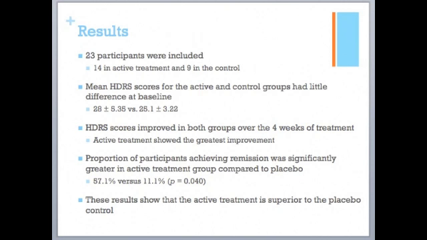23 participants were included in the results, 14 in active treatment and 9 in the control. The mean HDRS scores for the active and control groups had little difference at baseline. The HDRS scores improved in both groups over the 4 weeks of treatment, but the active treatment showed the greatest improvement. The proportion of participants achieving remission was significantly greater in the active treatment group compared to the placebo, 57.1% versus 11.1%. These results show that the active treatment is superior to the placebo control.